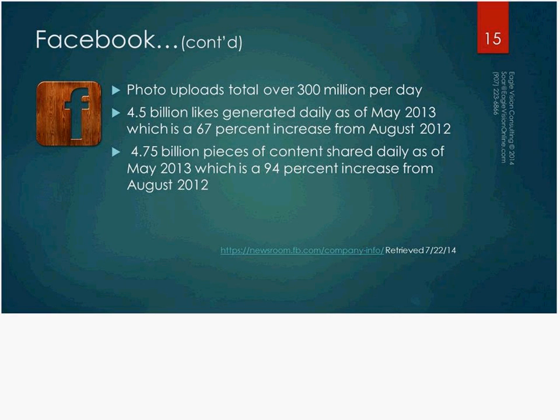So Facebook is, I think, one of the fastest growing forms of social media, and it's constantly changing. There's 4.75 billion pieces of content that are shared daily. Again, this is as of May 2013, which is over a year ago. So I don't even know what it is. I couldn't find a more current stat on that, but I was curious how many more billions of pieces that is.